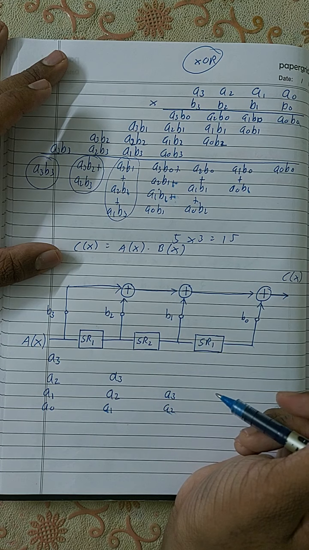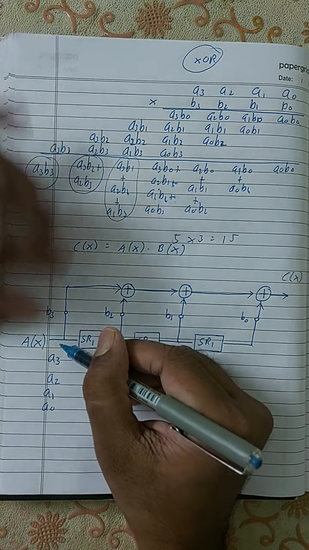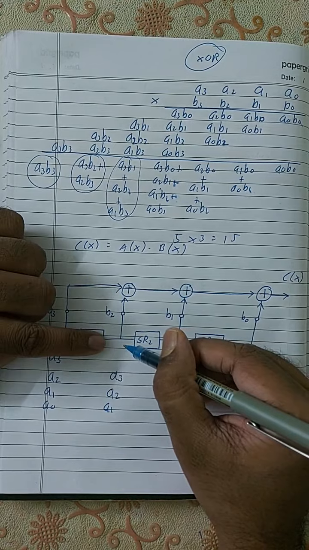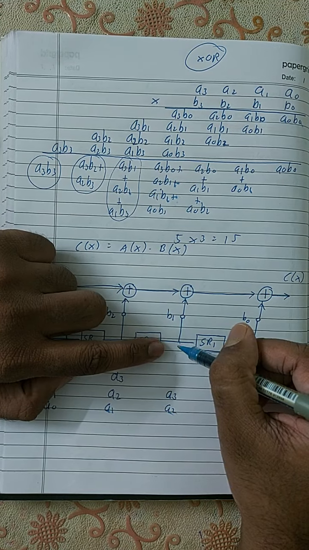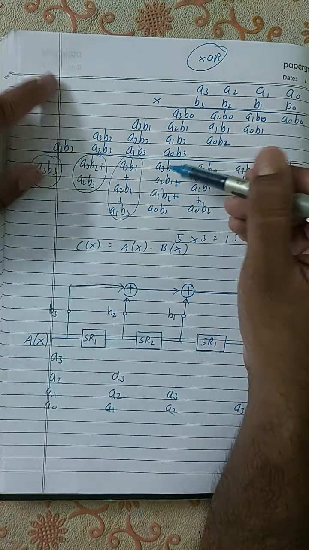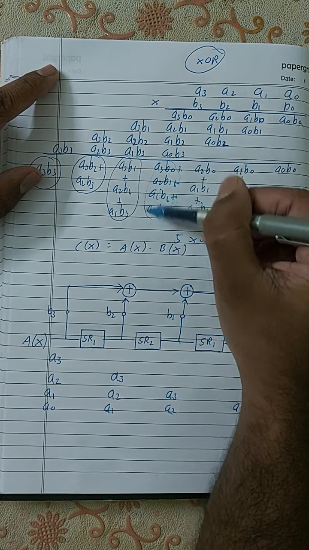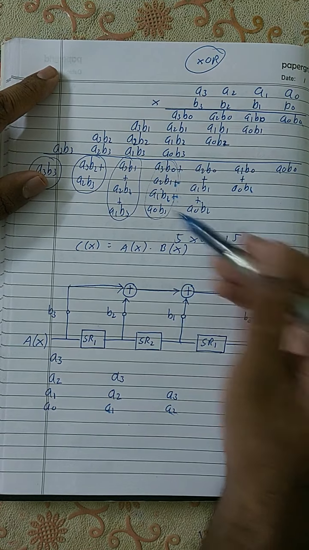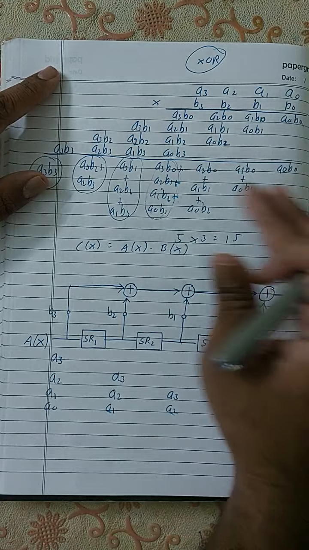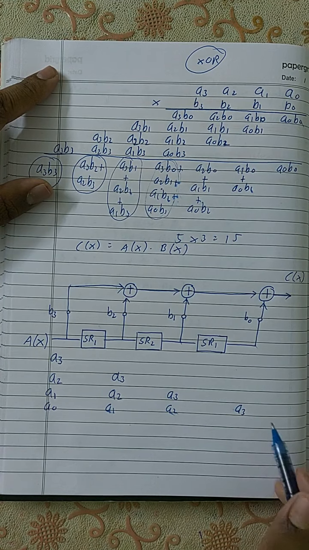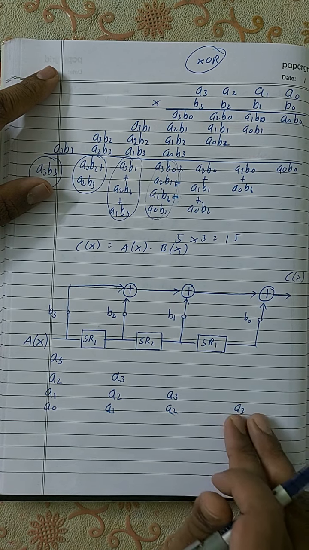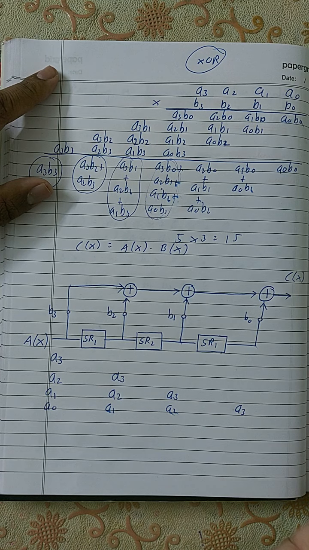So therefore, the next value you will get is A0 B3 plus A1 B2 plus A2 B1 plus A3 B0, which is nothing but this value over here. You see how the working is done? The working is just like that. Now A3 will be discarded after the cycle. It has nowhere else to go.